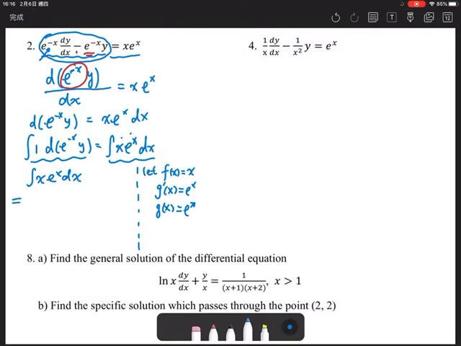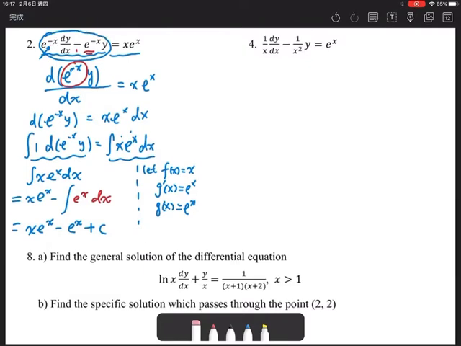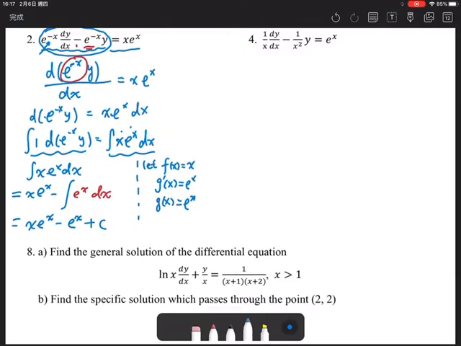So integration by parts, the answer will be f times g, which is x times e to the power of x, minus df is 1, so keep g, e to the power of x dx. And then the answer will be x times e to the power of x minus e to the power of x plus constant c. So this is the right hand side, and now let's check.